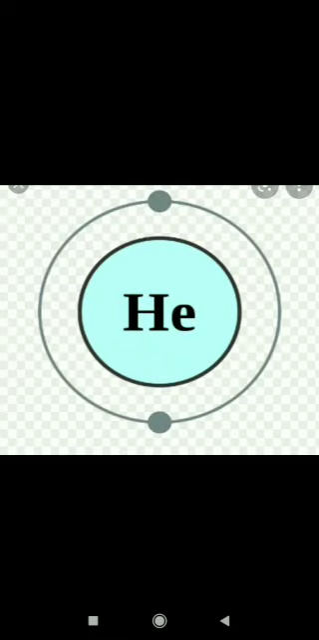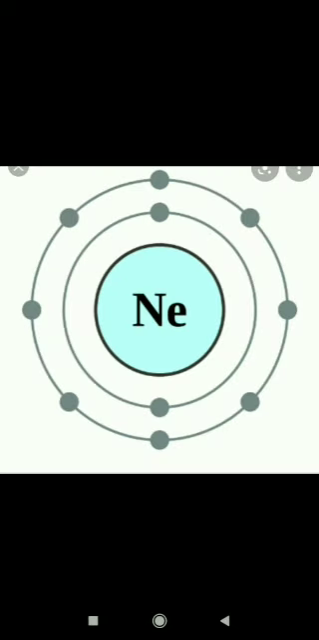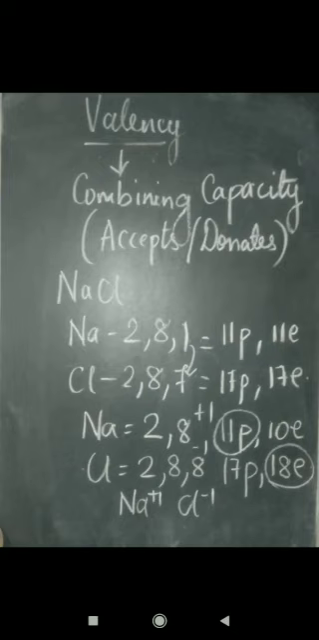This is how you draw the diagram for electronic configuration. Like He, that is helium, is having 2 electrons. So it is in the first shell. Neon is having 2, 8. First shell is having 2 electrons. Second shell is having 8 electrons. So as I said, your valency is known as the combining capacity. How much it accepts or how much it donates.